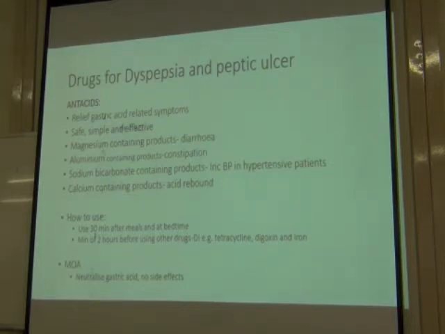Calcium containing products are used to neutralize the acid, but once the acid is neutralized, they can cause a rebound acidity, which means the acid levels can increase again. That's what's called acid rebound. Because of how antacids work, they should be used 30 minutes after meals and at bedtime.